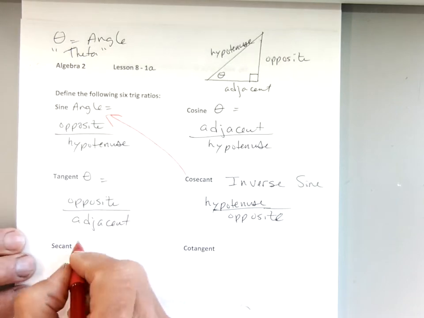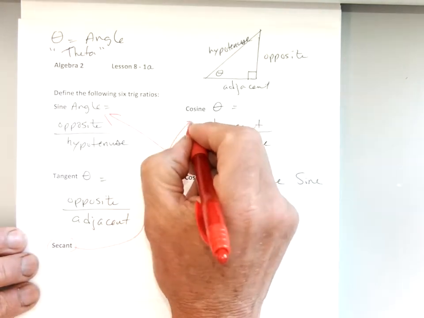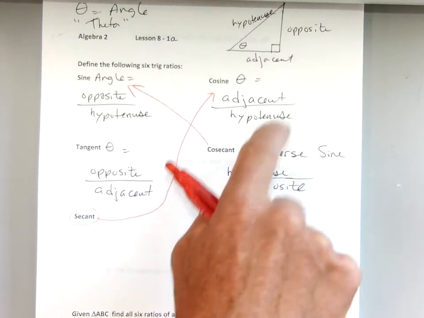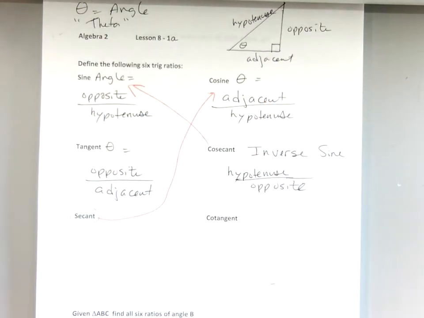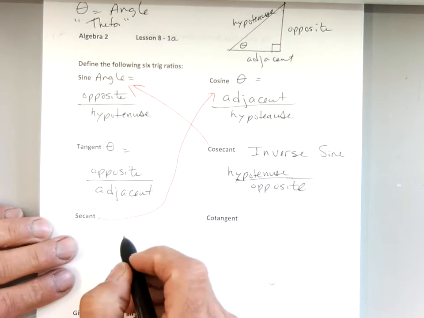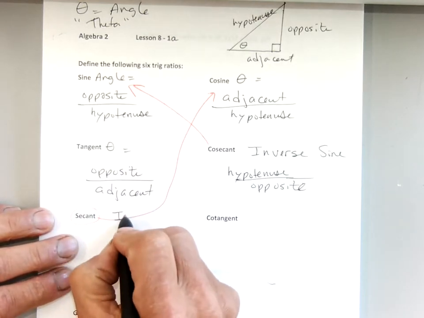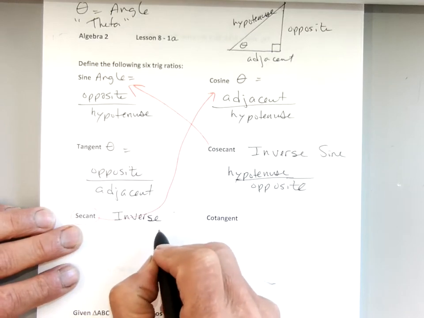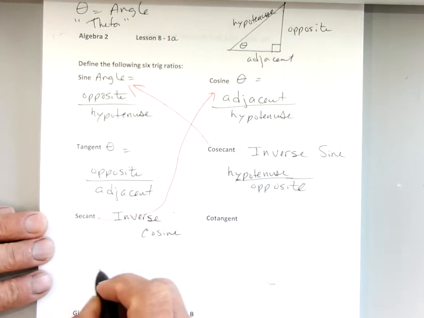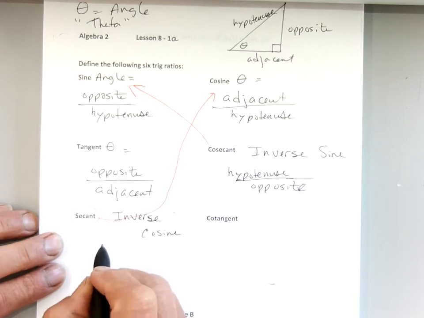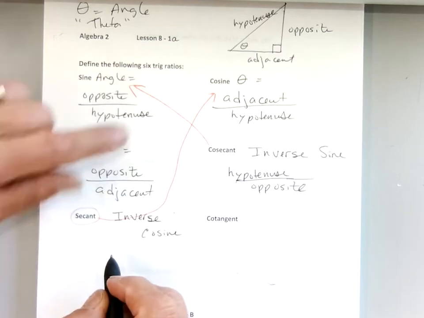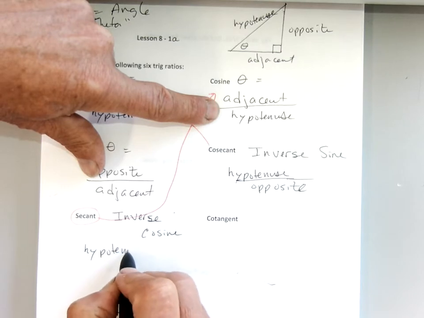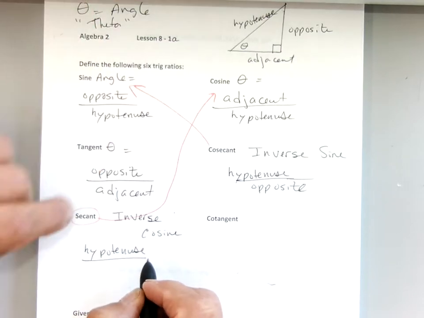The secant goes with the cosine. And again, I know it doesn't make any sense. You think cosecant goes with cosine, but it doesn't. Secant, though, goes with cosine. And so it's the inverse of my cosine. So therefore, we've got secant is going to be my hypotenuse over my adjacent.